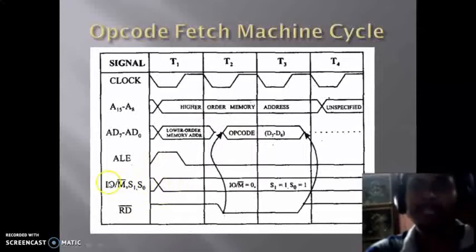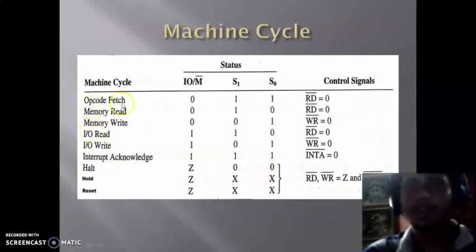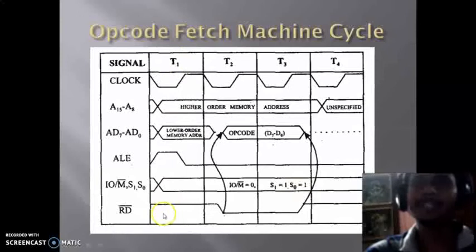These are memory related operations, that's why IO/M bar will be equal to 0. And I already discussed, in case of opcode fetch, the status will be 0, 1, 1. So that's why here we are writing S1 equal to 1 and S0 equal to 1. Now in the first T state, no read operation is going on, so the read signal will be high.